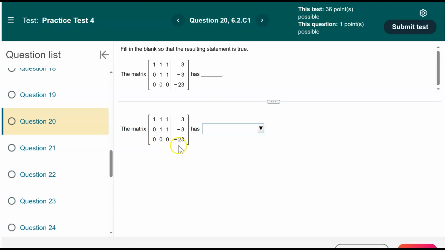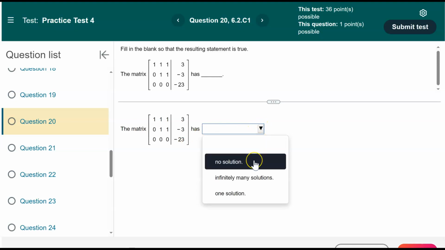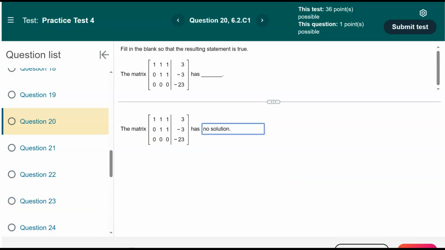Yes, this last row here means 0 is equal to negative 23. And we know that that cannot be true. Because that is not true, that means there's no solution. Because this couldn't be true. So the answer here is no solution.